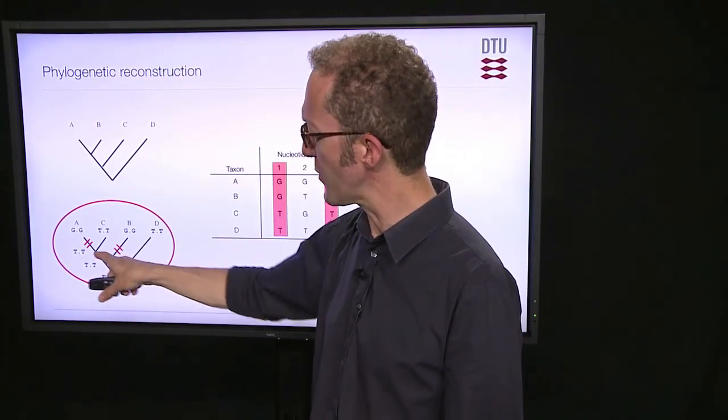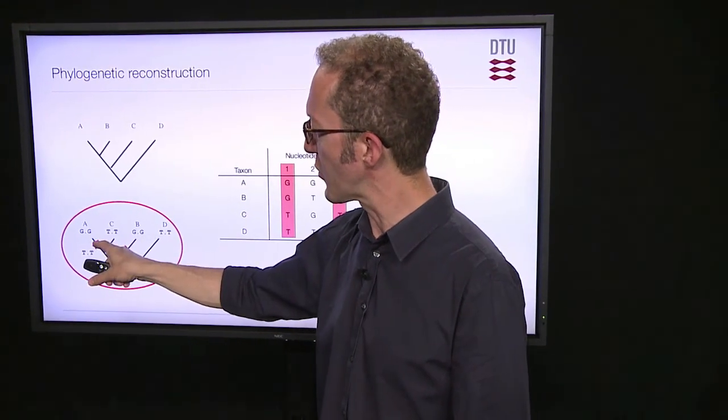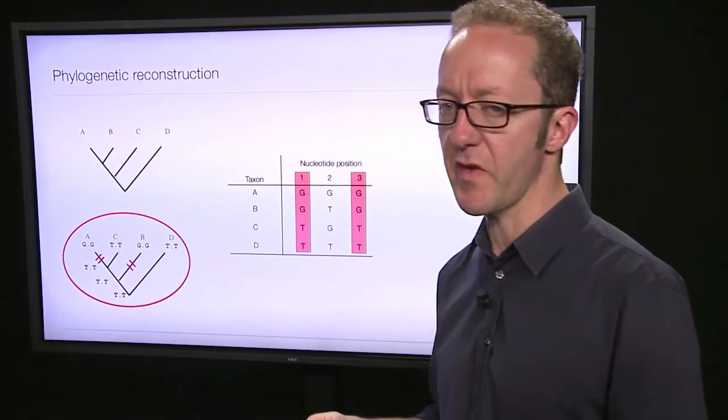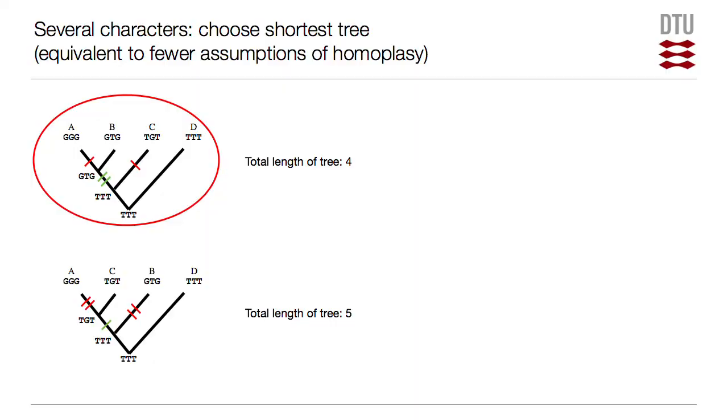If we put them on the bottom tree, you can see both first and third positions in the nucleotide, both nucleotide positions 1 and 3, would require us to assume that these A and B characters evolved as homoplasies. They evolved independently. So we have a conflict. How do we resolve it? Well, we do it simply by all in all choosing the shortest tree. All in all, the best tree is the top tree, okay?